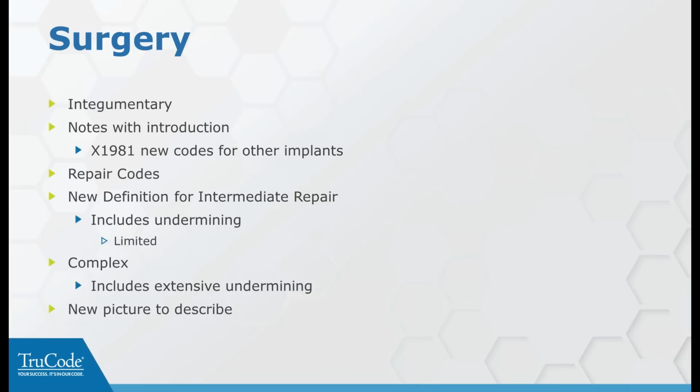And there's even a picture in the book, because in the way that they've defined these, undermining is going to be either under intermediate or complex repair. Now, what is undermining? I went in and I looked because I wanted to know exactly what that means. And basically, if you have a wound, what undermining is, is when a wound has to be debrided and they're sewing it up, or there's all kinds of gunk in there.